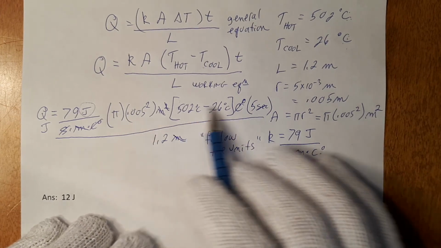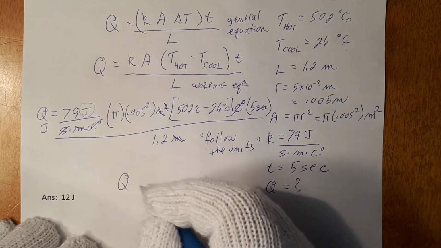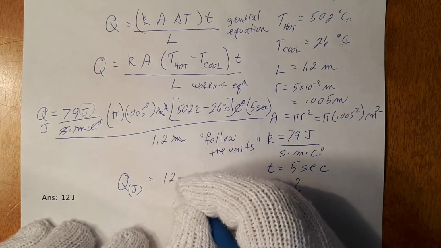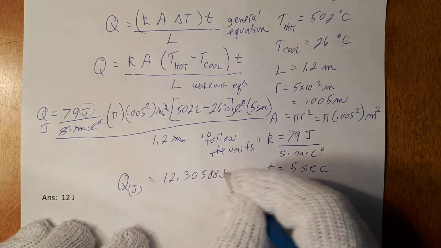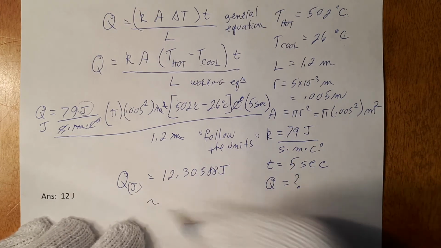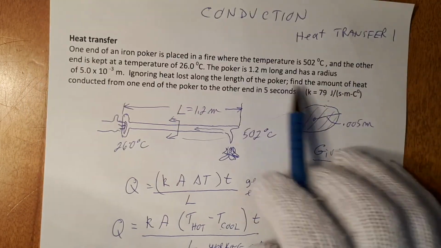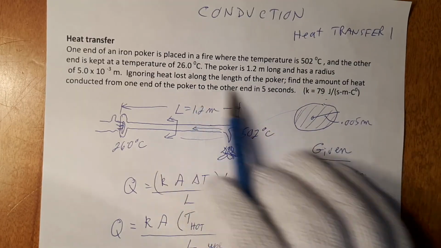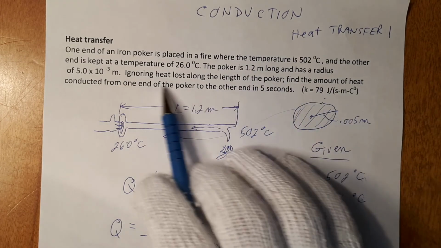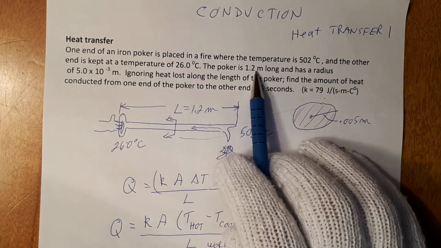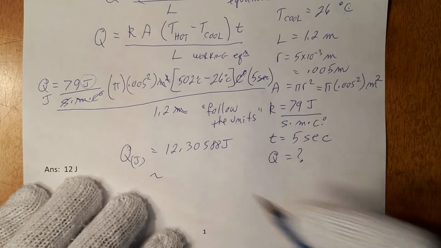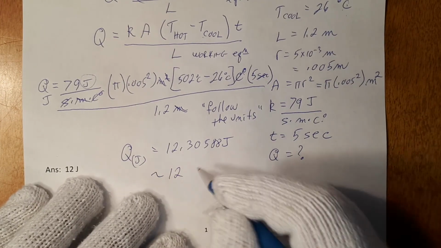All that we need to do now is put these numbers into a calculator, and Q in joules is equal to 12.30588 joules. Rounding this to proper significant figures based on the information given in the word problem, I'm only interested in the actual measurements. I've asked that you ignore the temperatures for sig figs. Also ignore any constants for sig figs. So the only measurements left are the length of the poker, 2 sig figs, and the diameter, 2 sig figs. Therefore, we're going to round this to 2 sig figs, and that'd be 12 joules.